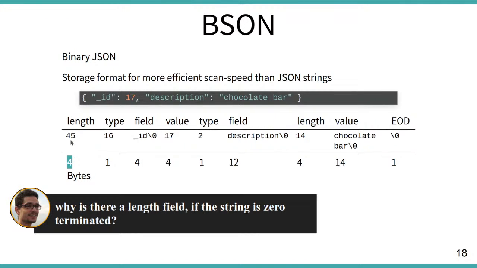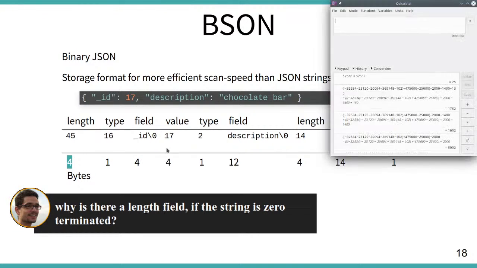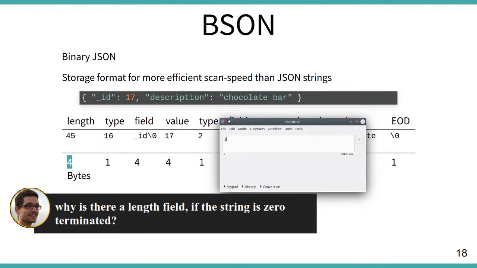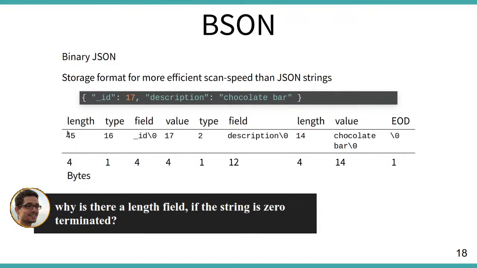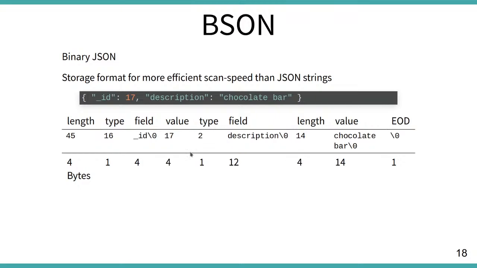to indicate the length, which also means that we have a maximum of 2 to the power of 4 times 8. So what's this? 4 gigabytes. So a whole document cannot be larger than 4 gigabytes. Otherwise it would not be possible to fit the length of the document in the 4 bytes.